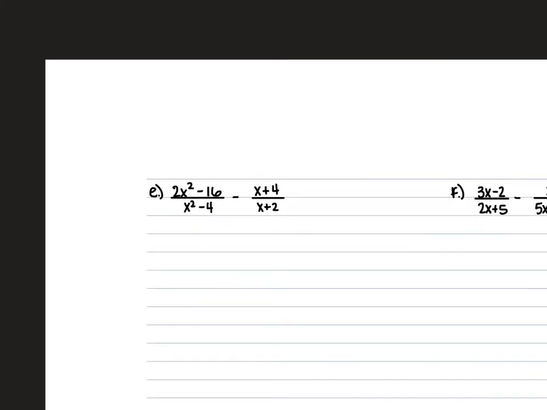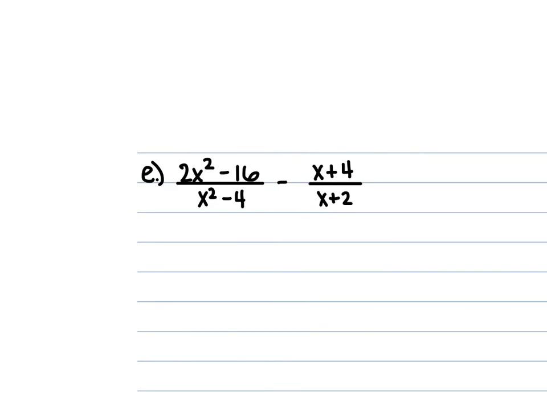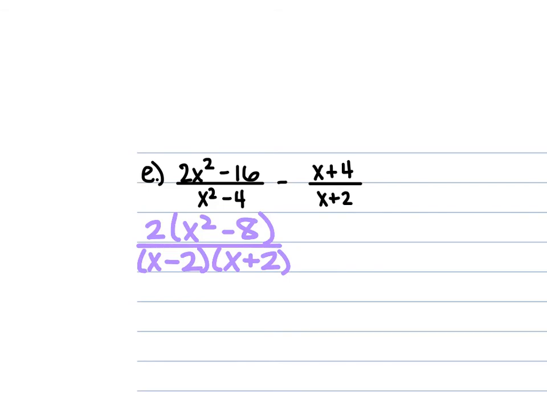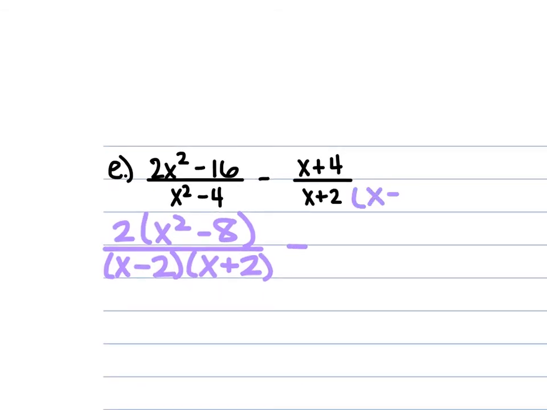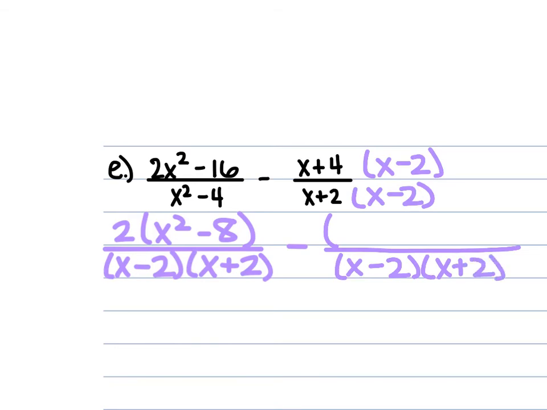For our next example, we have 2x squared minus 16 over x squared minus 4. We're going to factor that first. It's going to be 2 times x squared minus 8 over x minus 2 times x plus 2. And then that second one, you're going to need the x minus 2 on the top and the bottom. You want to FOIL this out. And remember, when you do so, you want to keep parentheses around it. So it's going to be x minus 2 times x plus 2 on the bottom. And on the top, you're going to have x squared minus 2x plus 4x. That's going to be a plus 2x minus 8.